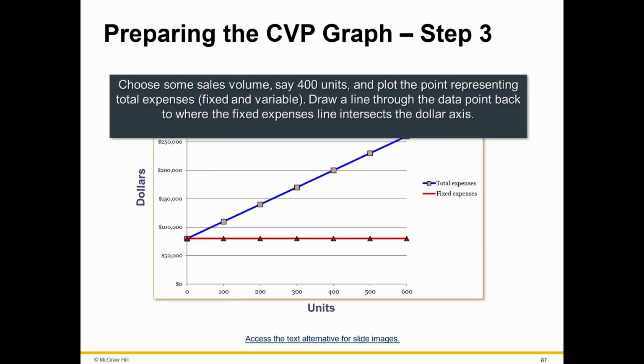So the next thing that we want to do, which is the blue with the little squares, is to choose sales volumes and plot the total expenses. And so we're graphing then the total expenses. So we have then the fixed plus the variable. And we can do that for each range of the number of units that are sold.